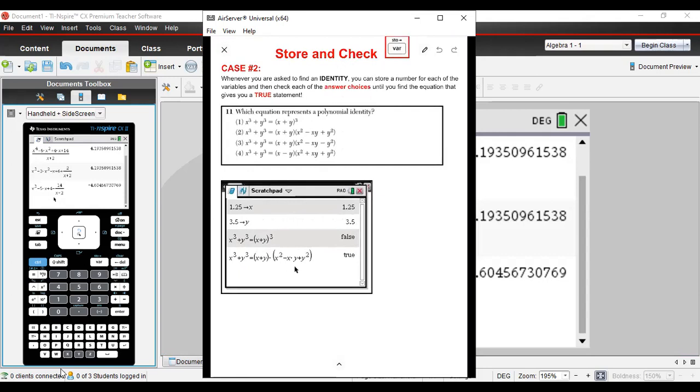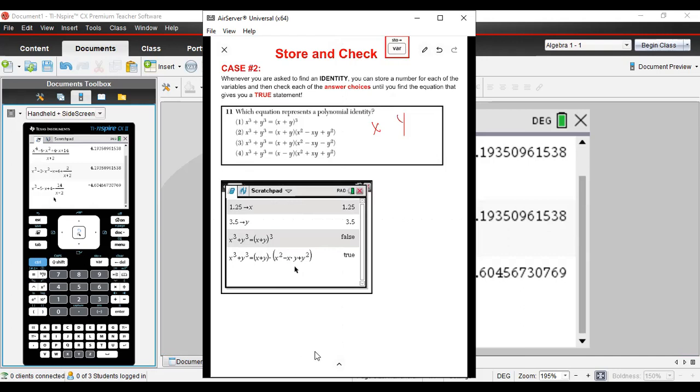Sometimes they usually have one question where they'll ask you for an identity. Now you can use store and check for this one as well, but you gotta be careful. In this case, what we're gonna do is they've given us two variables. So we're going to store numbers for both the X and the Y. And then we're going to key in the equations and see which one gives us a true statement. Once they give us a true statement, we know that that's an identity.